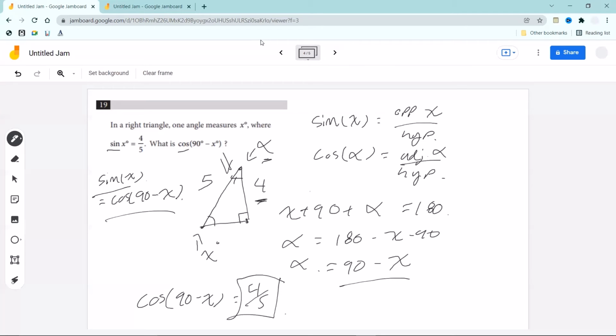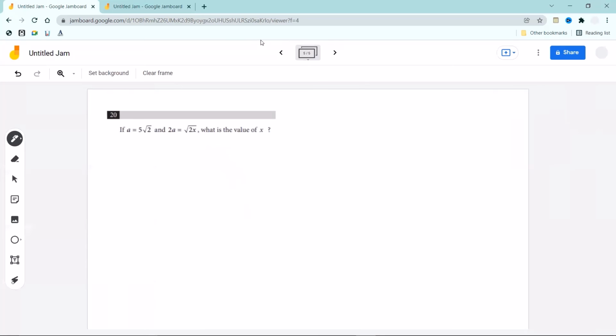Okay, so let's move on to the last problem in the set, number 20. Sometimes number 20 is quite difficult, but this one is pretty straightforward. Just some square roots involved, but don't be intimidated by those. So we have a is equal to 5 root 2, and we have 2a is equal to the square root of 2x. I want to find x. Right away, it's very similar to problem 1. Let's plug in 5 root 2 for a. So we'll get 2 times 5 root 2 is equal to root 2x, which means that 10 root 2 is equal to root 2x.